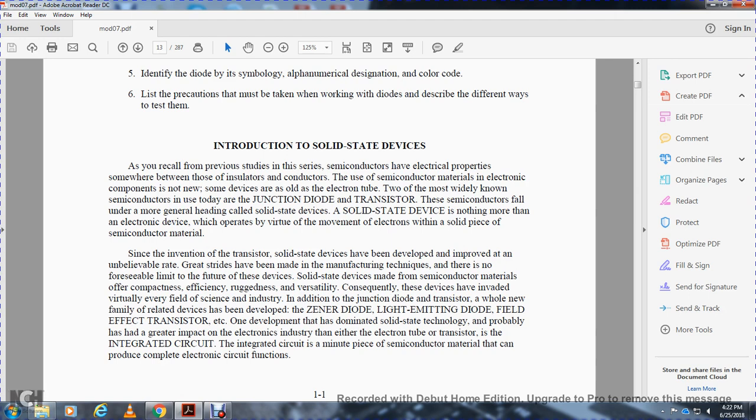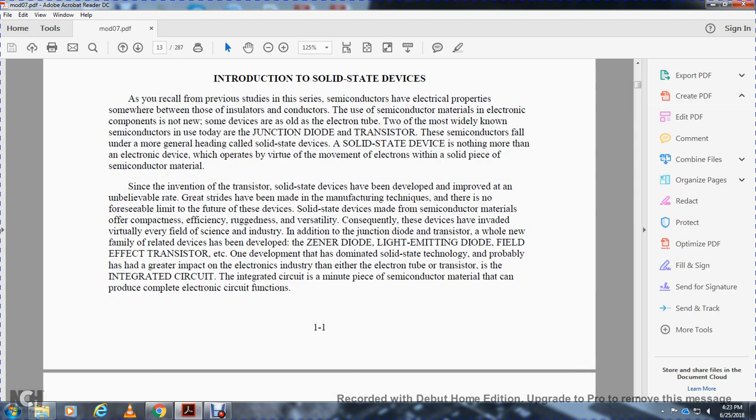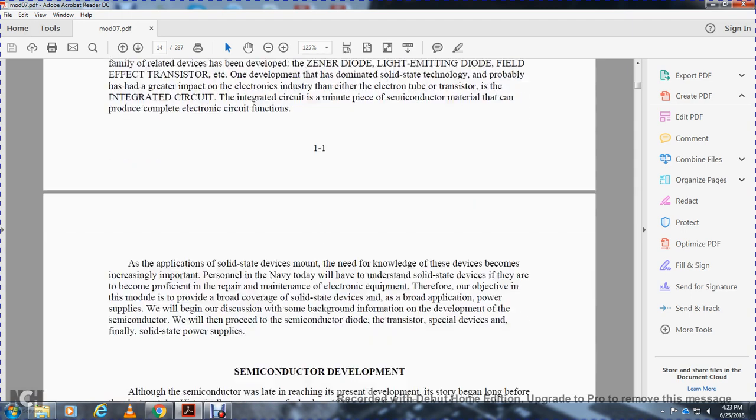One development has dominated solid-state technology and probably has had greater impact on the electronics industry than either the electron tube or the transistor: the integrated circuit. The integrated circuit is a minute piece of semiconductor material that can produce complete electronic circuit functions. As the applications for solid-state devices and the need for knowledge of these devices become increasingly important, Navy personnel must understand solid-state devices to become proficient in the repair and maintenance of electronic equipment.